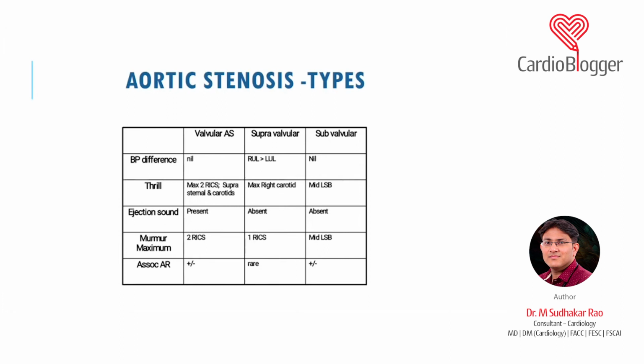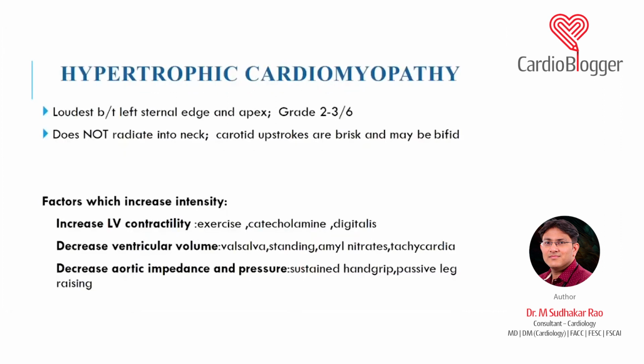The murmur is best heard in valvular AS in the right second intercostal space, in supravalvular AS in the right first intercostal space, whereas in subvalvular AS like hypertrophic cardiomyopathy you get it at the lower sternal border, the fourth and fifth left sternal border. We know AR is associated most commonly with subvalvular AS. So subvalvular has the maximum AR, followed by valvular. Supravalvular usually does not have associated AR. So this is how we differentiate between valvular, subvalvular and supravalvular.